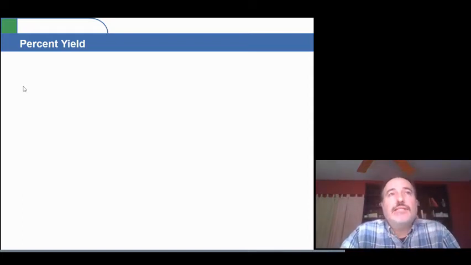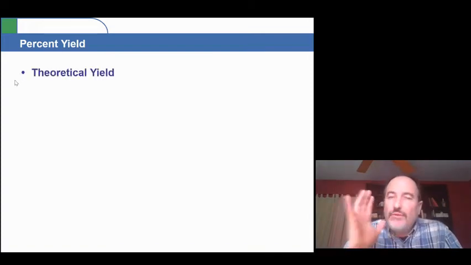What I want you guys to realize is, first of all, you're always going to end up with less product than you were expecting. And second of all, how to take that into consideration when you're doing a stoichiometry type calculation. Those problems are known as percent yield problems. So, a few vocabulary terms.